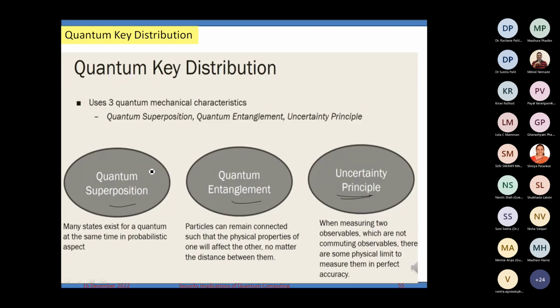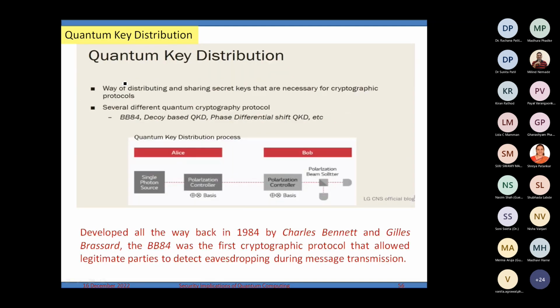These are all the 3 properties that are getting used in key distribution problem, and hence you call that quantum key distribution. For quantum key distribution, there is a popular algorithm which was proposed by Bennett and Brassard in 1984, and it is called the BB84 algorithm, which is the first cryptographic protocol that is used for key distribution.